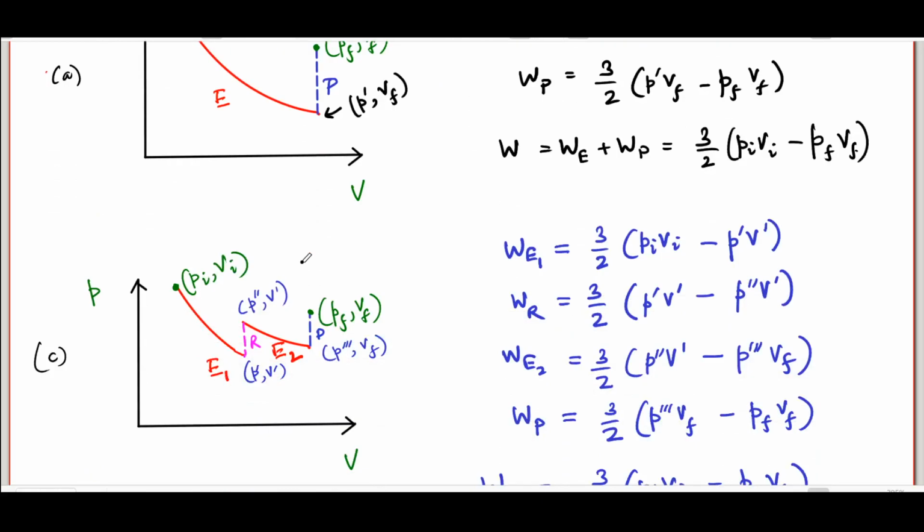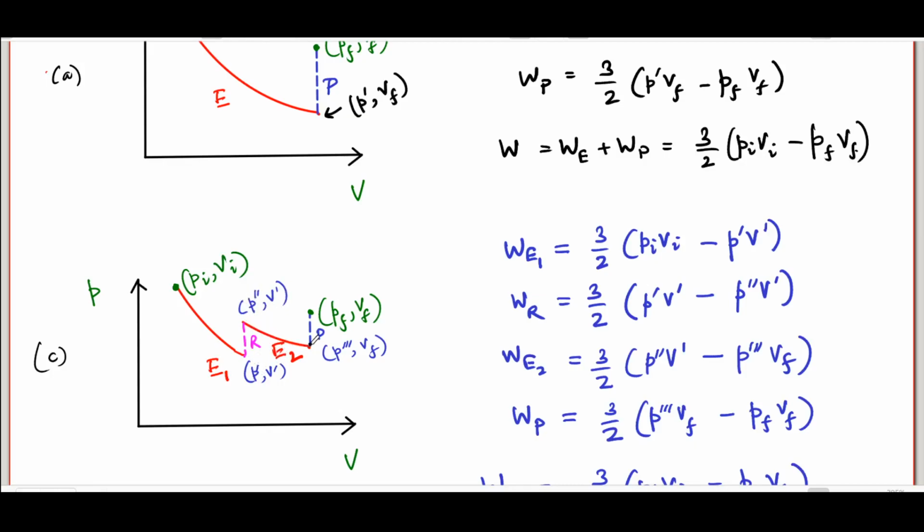Let's say the part that we showed as part C. First, an expansion which I've marked as E1, which takes Pi Vi, the initial state, to P prime V prime. Then you turn on the resistor, so you get to P double prime V prime. Remember, the volume stays the same. It's only the pressure which rises.